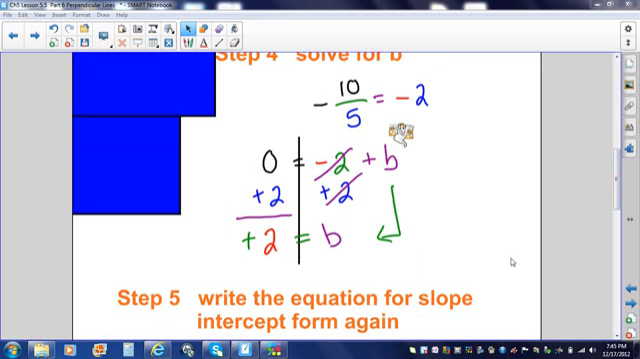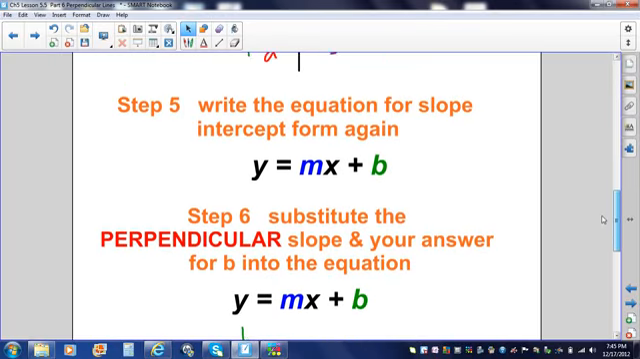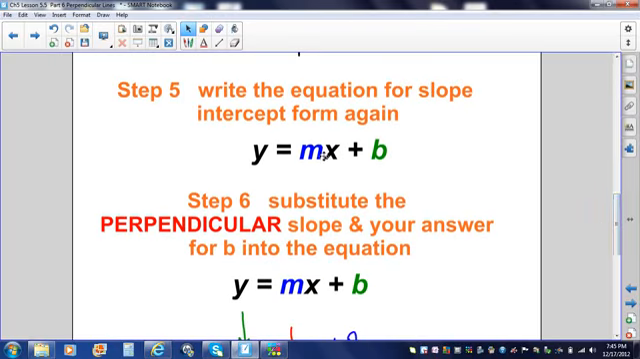What? You said we're not done with the problem? Duh. Well, of course we're not done with the problem. Who said we were done with the problem? Step 5, write the equation for slope-intercept form again. Y equals mx plus b.